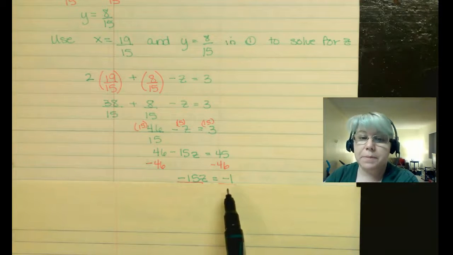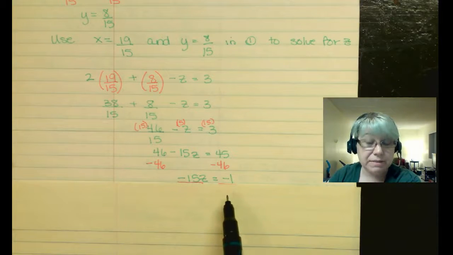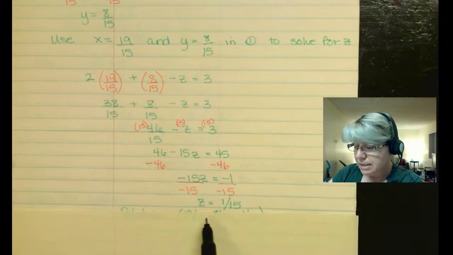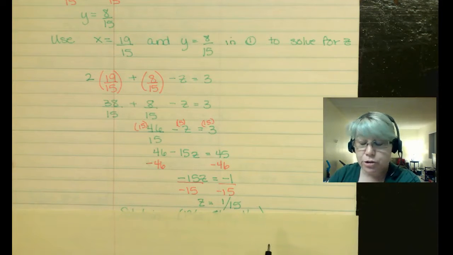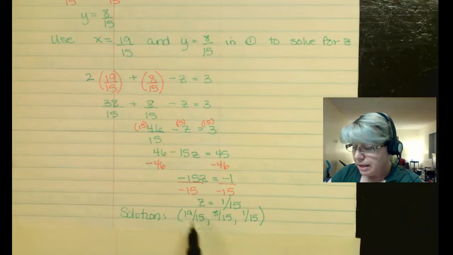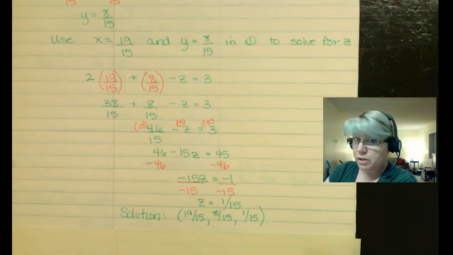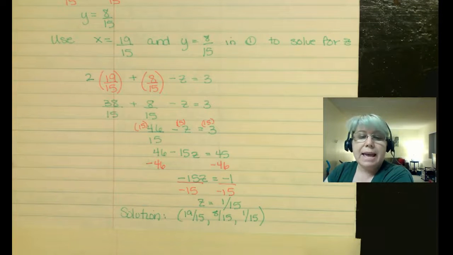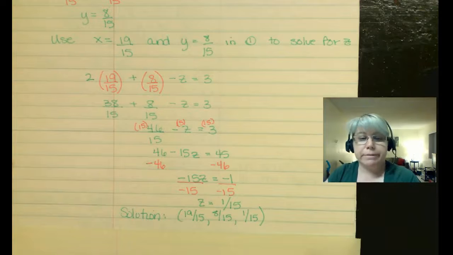Last step. Divide by negative 15, divide by negative 15. Therefore, z equals 1/15. So here is our ordered triple: 19/15, 8/15, 1/15. Now, of course, to be on the safe side, maybe you want to plug it all into another one of the 3 original equations and check your solution. But generally, when you get down to this point, you're pretty good.